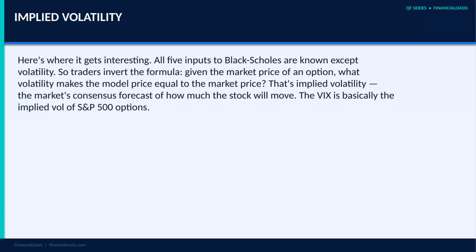Here's where it gets interesting. All 5 inputs to Black-Scholes are known except volatility. So traders invert the formula. Given the market price of an option, what volatility makes the model price equal to the market price? That's implied volatility, the market's consensus forecast of how much the stock will move. The VIX is basically the implied volatility of S&P 500 options.